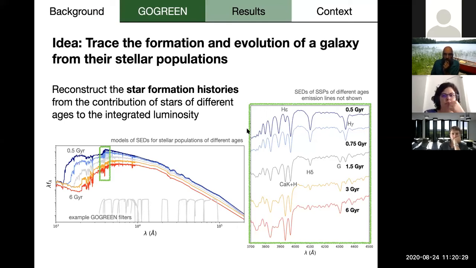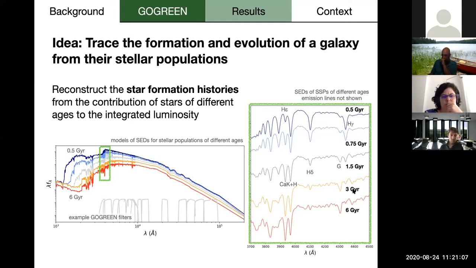So a galaxy or a stellar population that's quite young, maybe half a gigayear, will have very strong Balmer absorption lines, where these cartoons are just showing the evolution and the absorption features. But by the time that they're around 6 gigayears old, those Balmer absorption lines aren't as relevant as other things such as calcium K and H, or the G band. So what we want to do is use the differences between the SEDs as a function of age to figure out how much of the integrated luminosity is made up of stellar populations of the different ages.